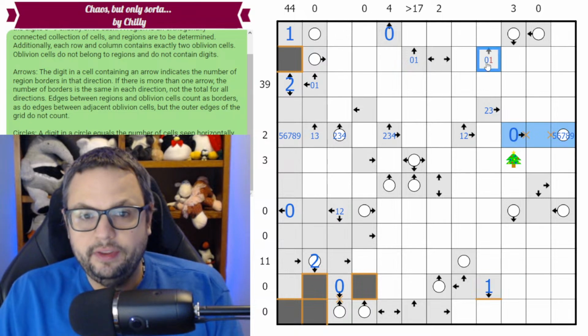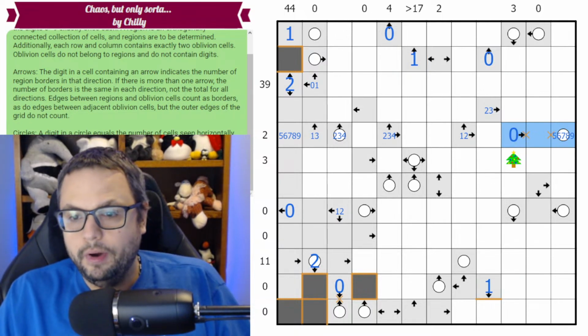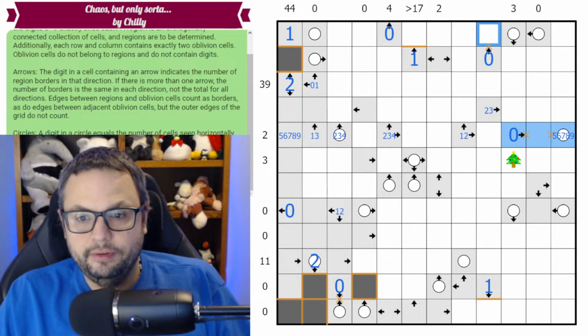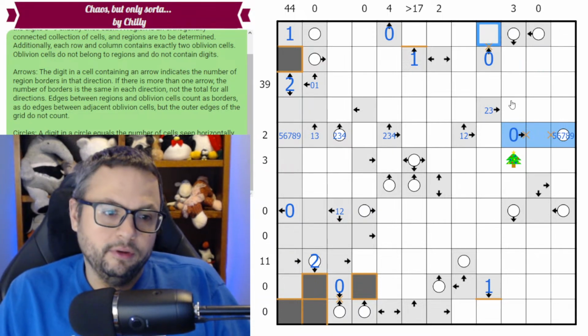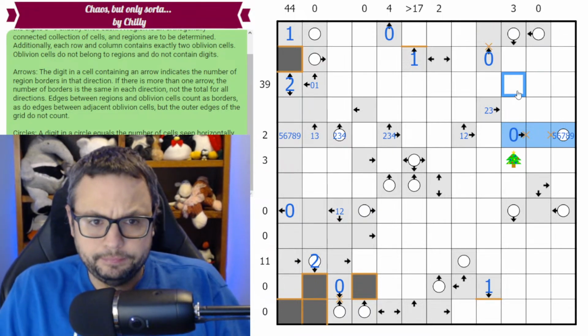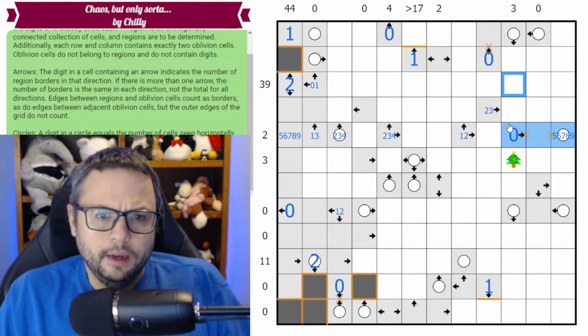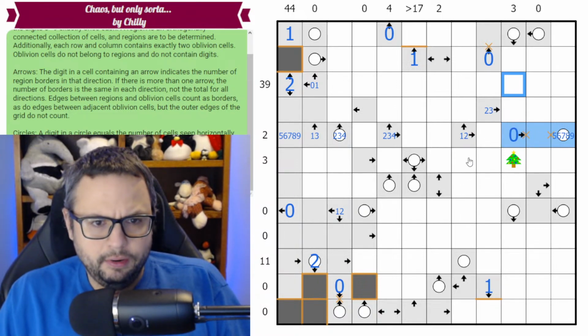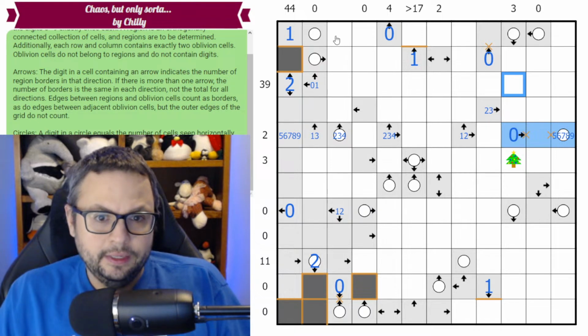Oh, that 1 has seen up to that 0 and that 1. So that is not a border and that is. And as soon as that's not a border, this cell is also gray. Okay, so we've got all of that.